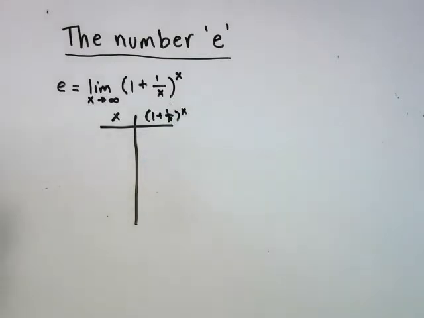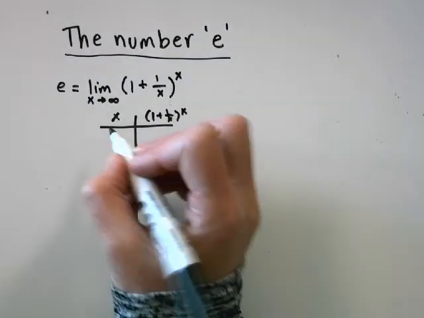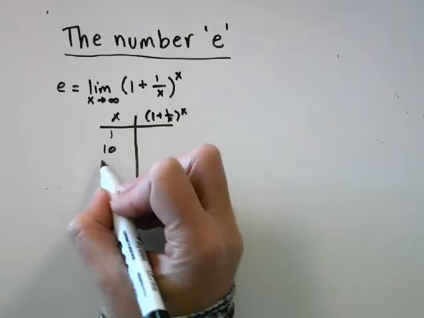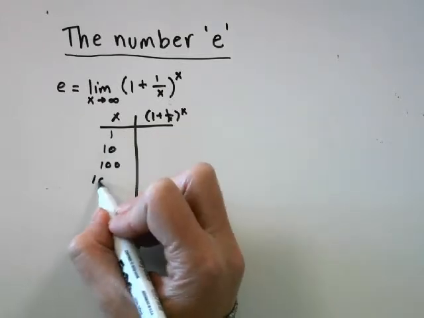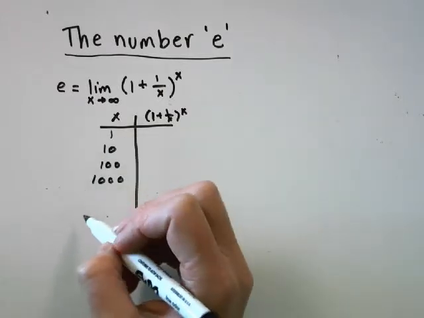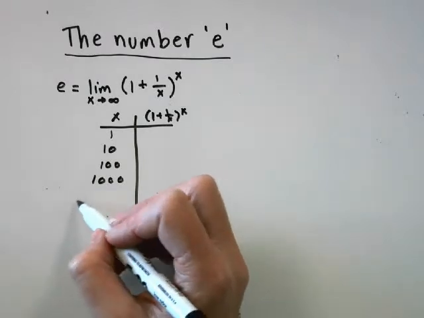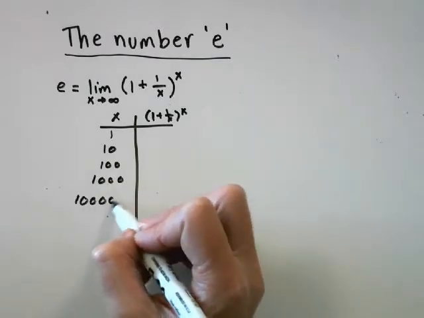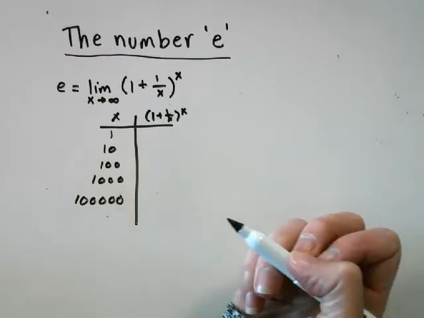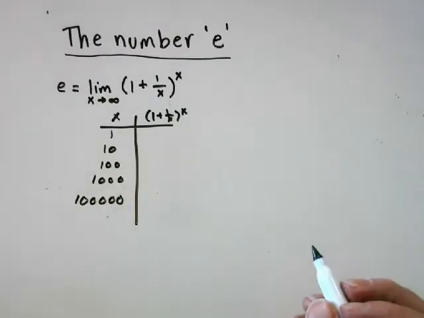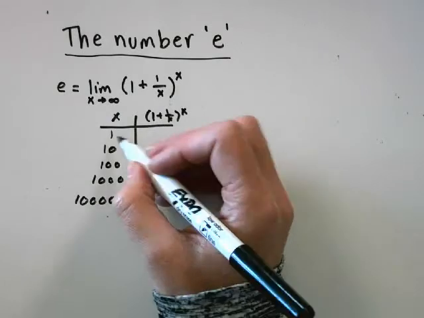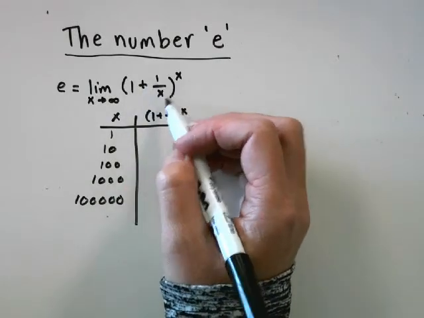And plug them in. So feel free to try this on your own. I'm going to plug in 1, 10, 100, 1,000, and let's do 100,000. Okay, so I picked bigger and bigger values. So this is 1 plus 1 over x to the x.